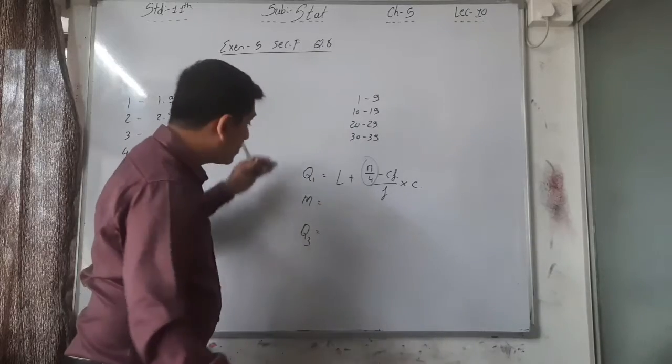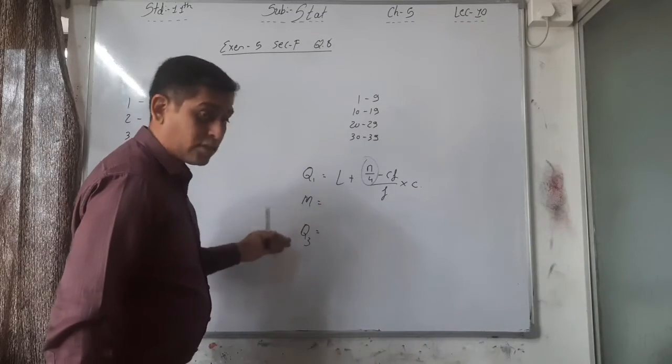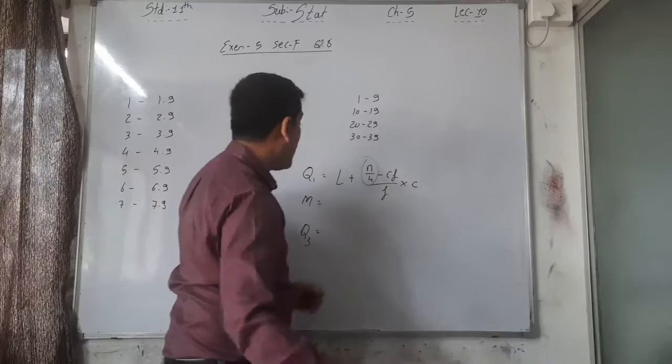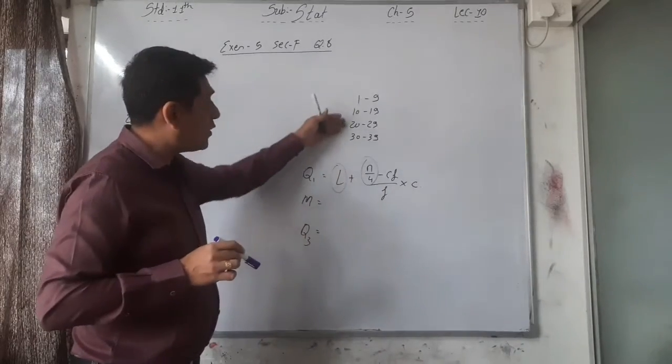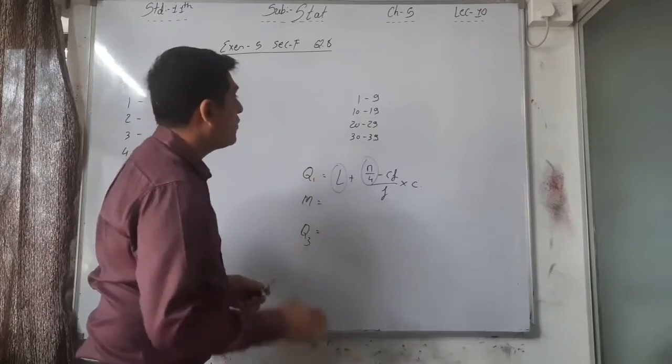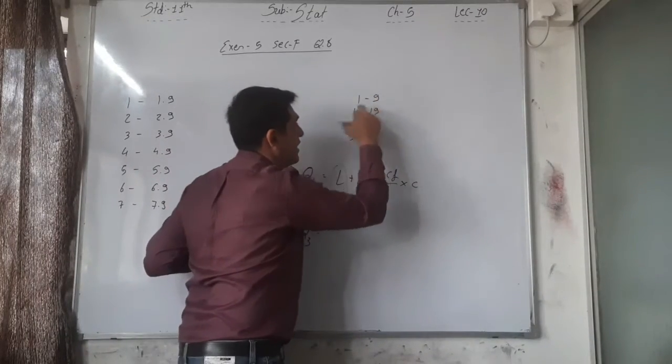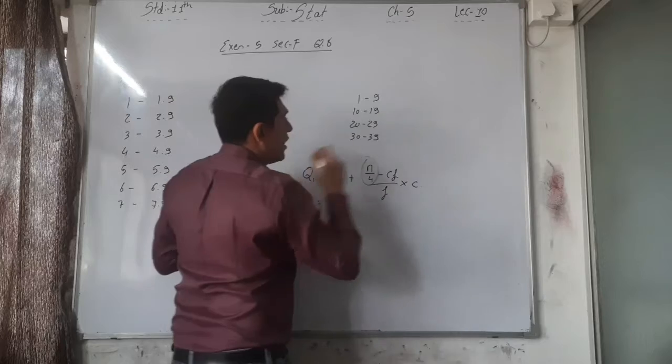But for these sums, we have to find out L. How do we find out L in inclusive type of data? In inclusive type of data, if here 9 is there and here 10 is there, then what are we doing?